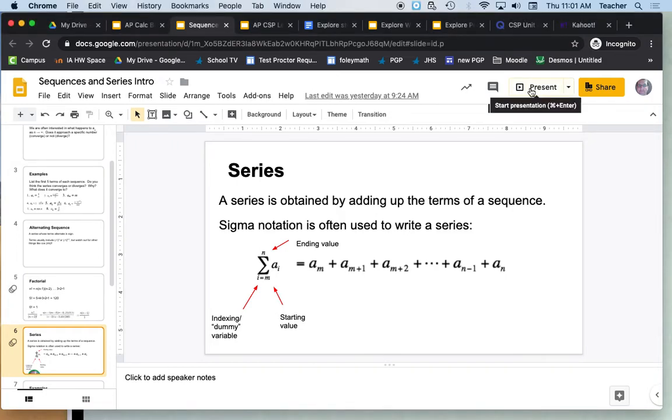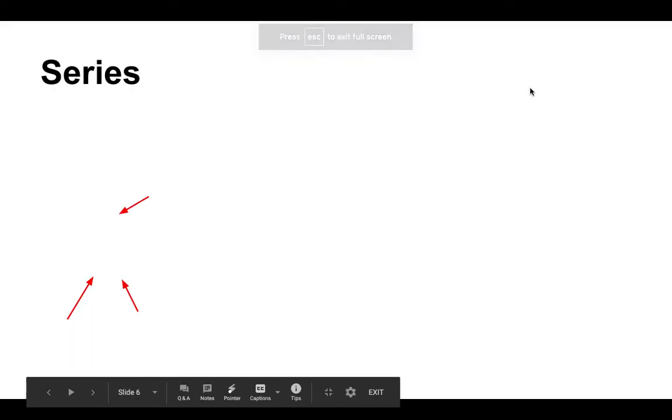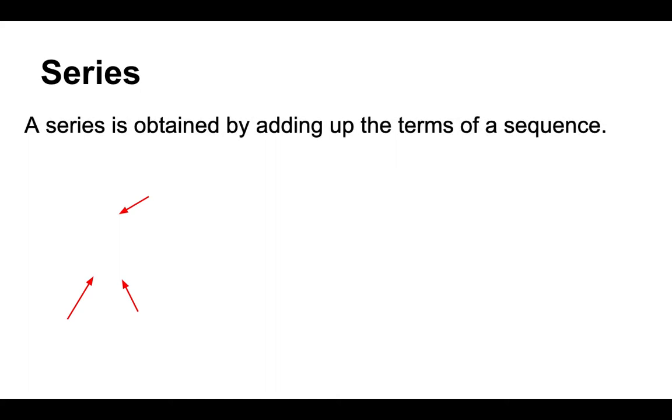Okay, so you just did some work with sequences, and now we're going to transition to series. Most of our work will be with series in the end, but as we'll see, series have a lot of connections with sequences as well. So hopefully you remember the big idea. A series is obtained by adding up the terms of a sequence.